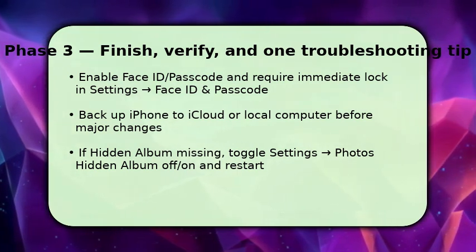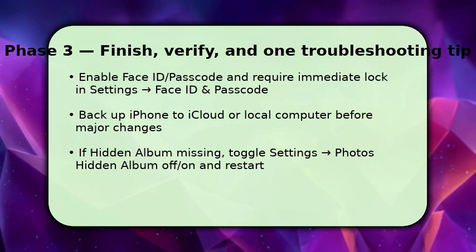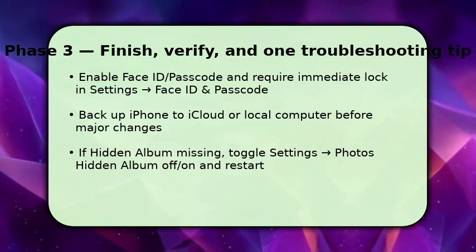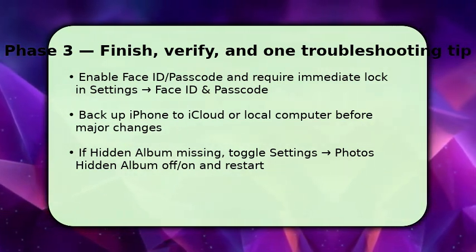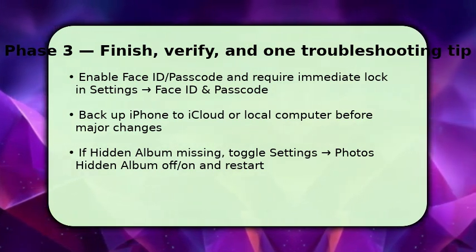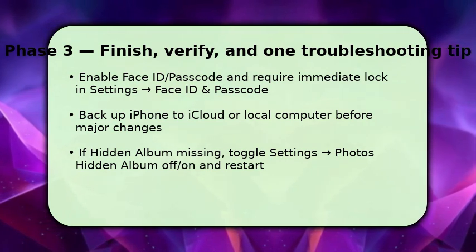If the Hidden Album or Unhide action doesn't appear to work, toggle Hidden Album off and on in Settings, Photos, restart the phone, and try again. This simple reset often fixes indexing quirks. If problems persist, check for iOS updates before deeper steps.